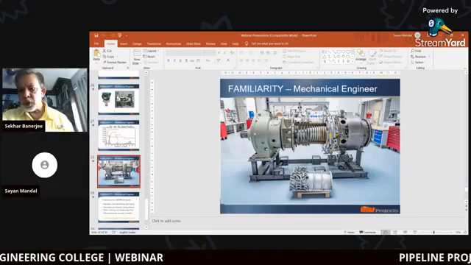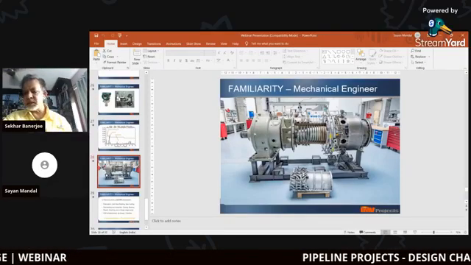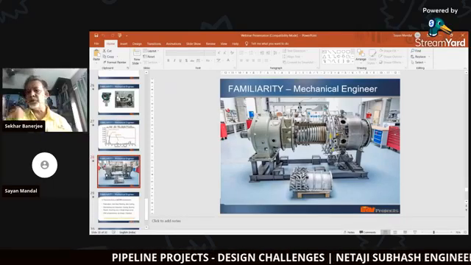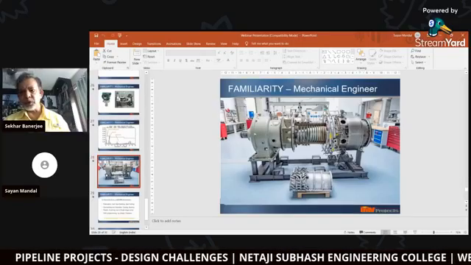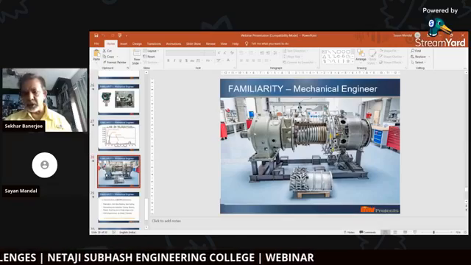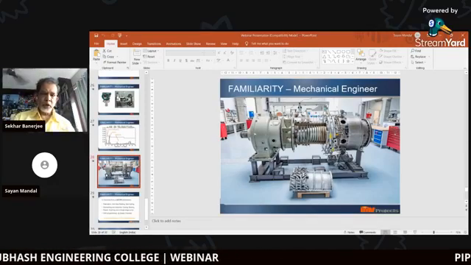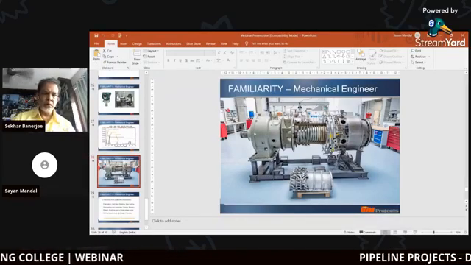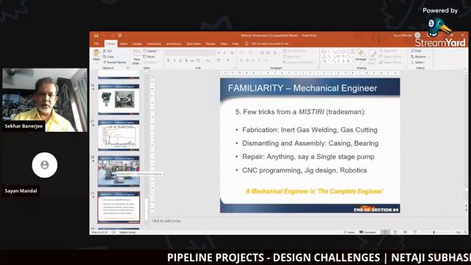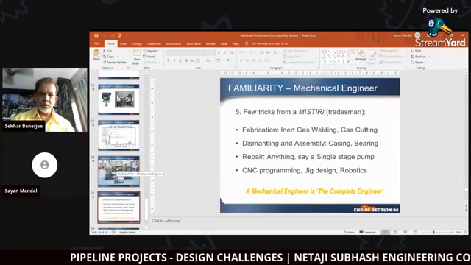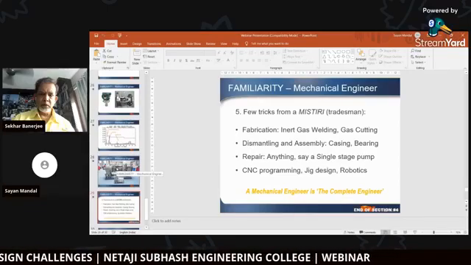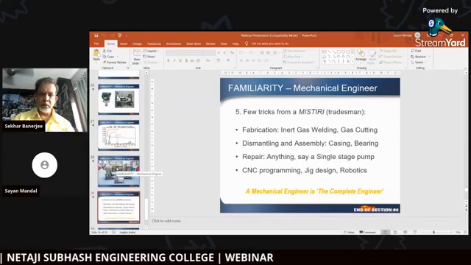But at least if you know how the inside of a gas turbine looks, just a picture, maybe a YouTube video, that will be good enough for you to answer something or impress your potential hiring company or the interviewers. Next slide, please. Next slide, please. Yeah.